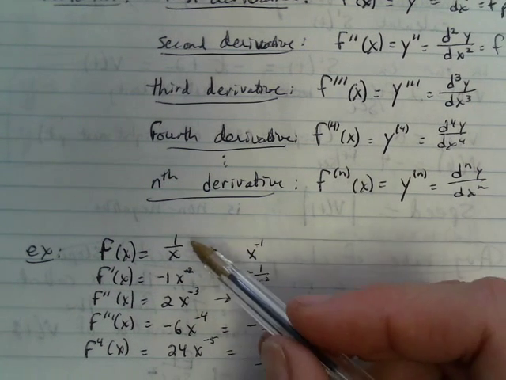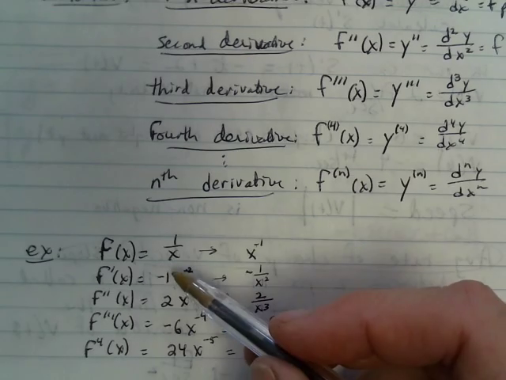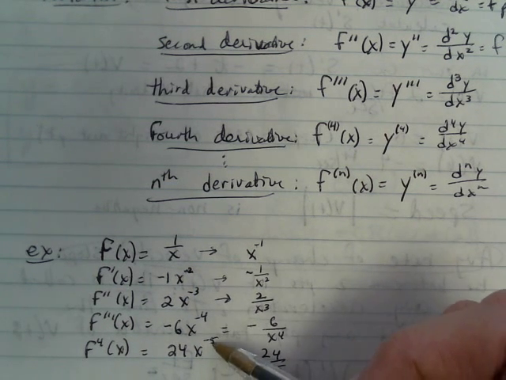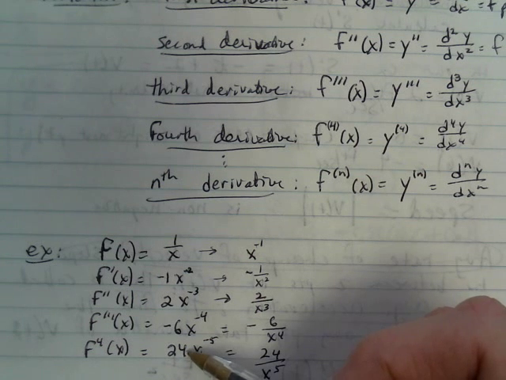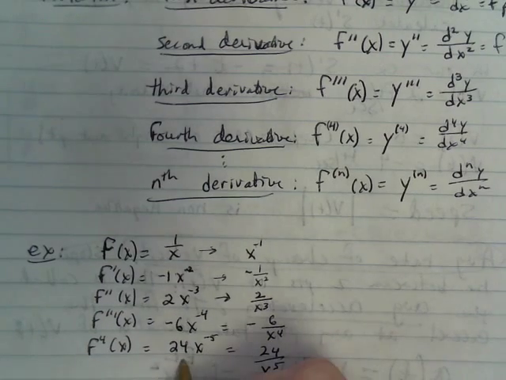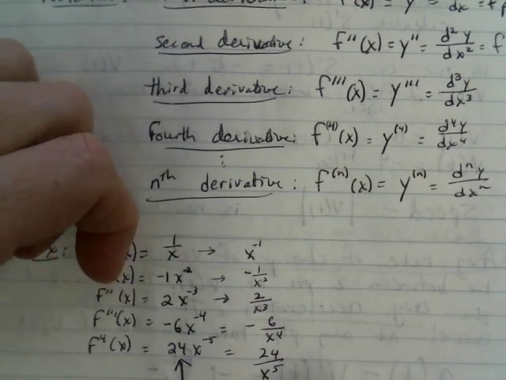One thing that you might want to start recognizing now is that these coefficients, 1, 2, 6, 24, the next one would be 5 times 24, which is 5 times 4 times 3 times 2. All of these coefficients are actually factorials.